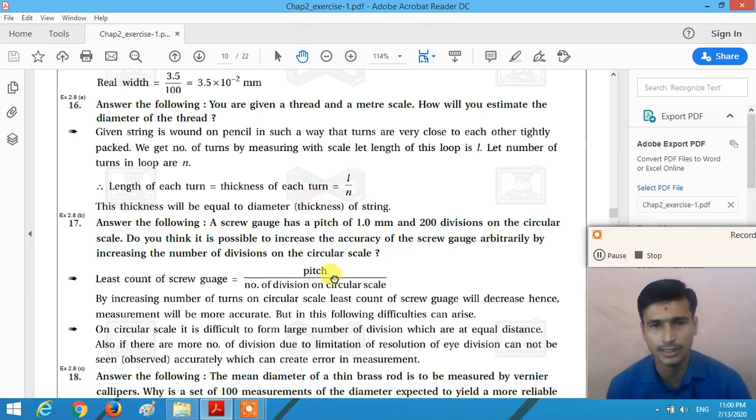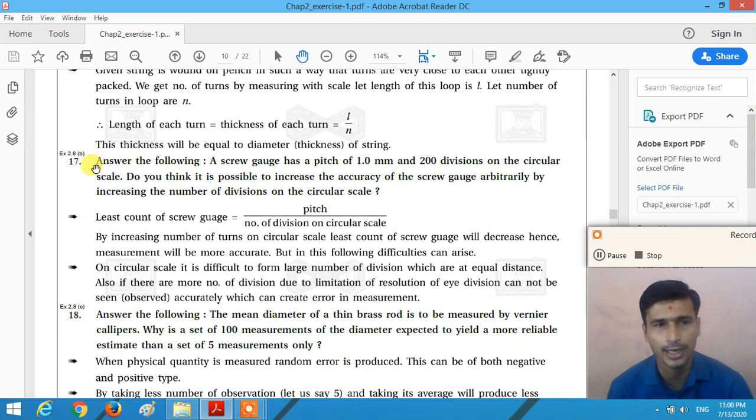Now the second question, in 2.8b. Answer the following question. A screw gauge has a pitch of 1 mm. Pitch means the minimum length of the screw gauge, given as 1 millimeter, and 200 divisions on the circular scale. So from that, how do we calculate the least count of the screw gauge?